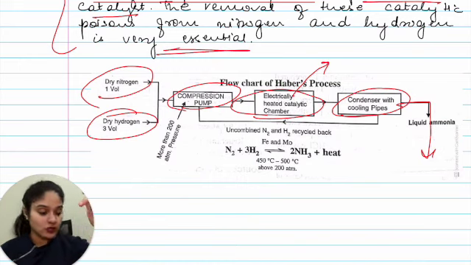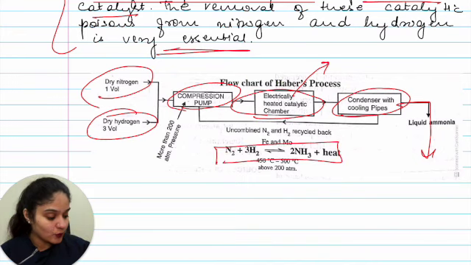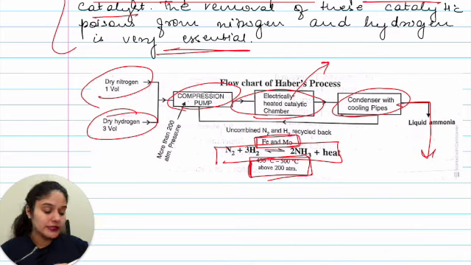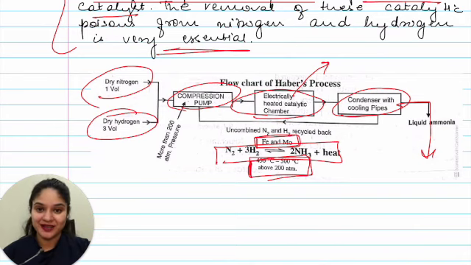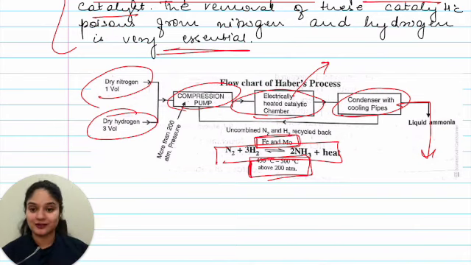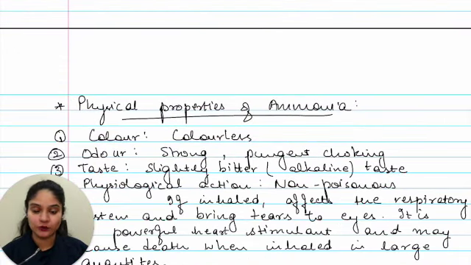What is the equation? The equation is this. Your conditions are this. Need to remember all of them. I hope this much was easy to understand for you. That was the Haber's process. Highly important.